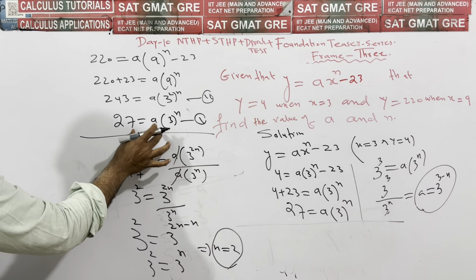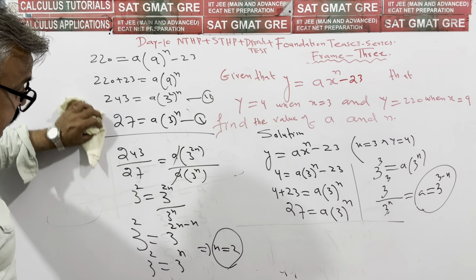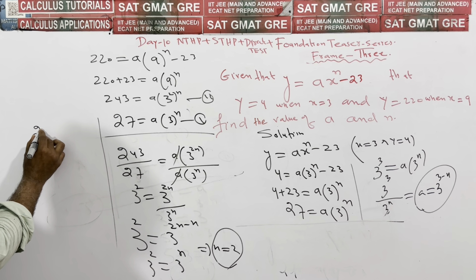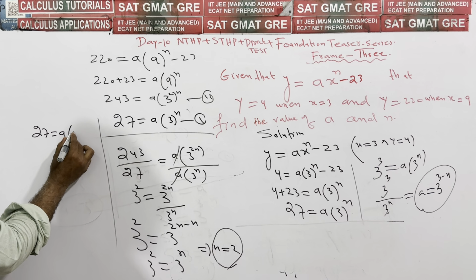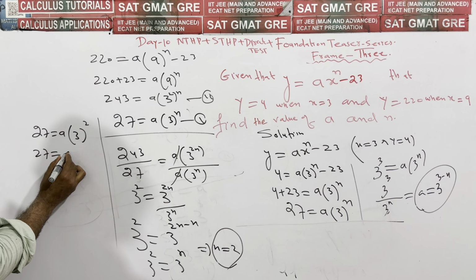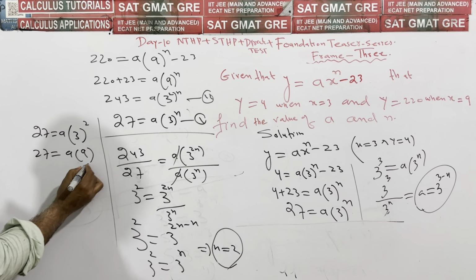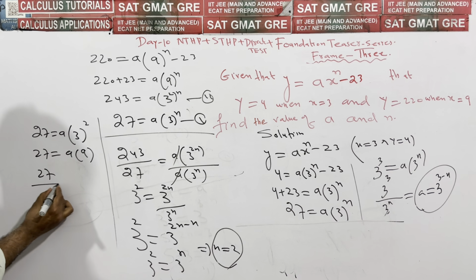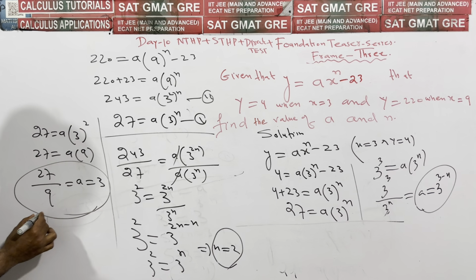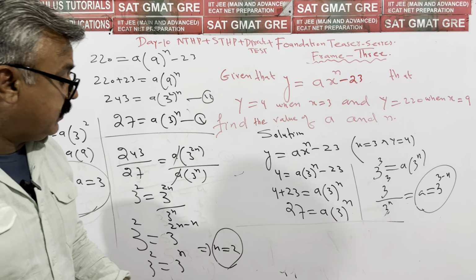Either you put it in here or here, you will get the same value for A. Let's see and find out how. N is 2, put it here. 27 is equal to A times 3 squared, which means 9. Shift 9 here. 27 divided by 9. So A is equal to 3. A is equal to 3, n is equal to 2.